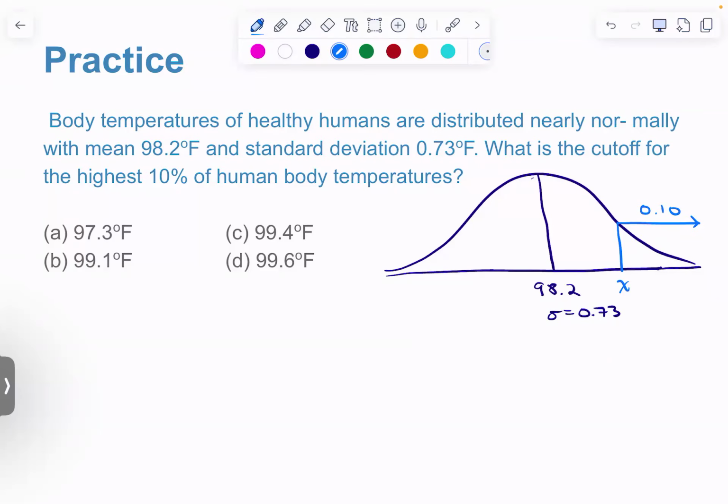You've got some options here. The way that we are going to do it is take a step back and say, well, the table only gives me the areas to the left. So what I first need to do is find the area to the left, which is of course 1 minus 0.1. So it must be 0.9. That means that I'm looking for an area of 0.9.